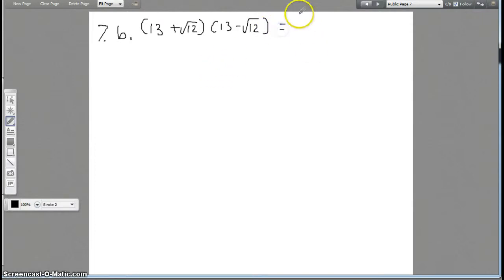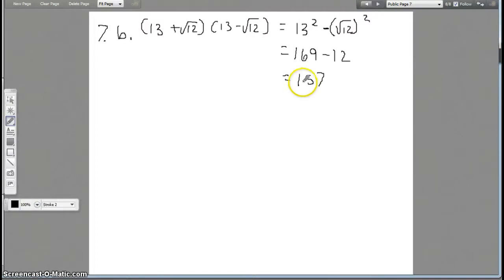What we're going to do is take our first term, which is 13, and square it. And then we're going to subtract our second term, which is square root of 12, and square it. 13 squared is 169. Square root of 12 squared is 12. So what we end up with is 157. So number 7, part B, is 157.